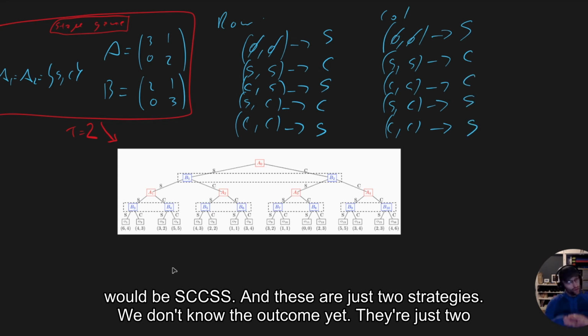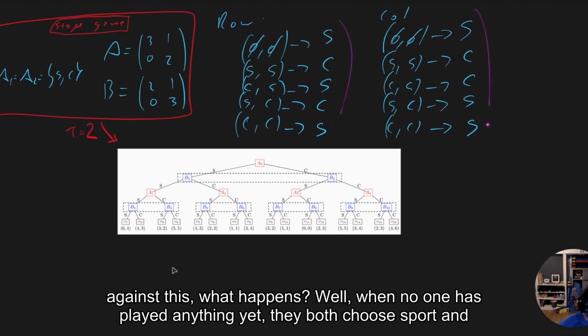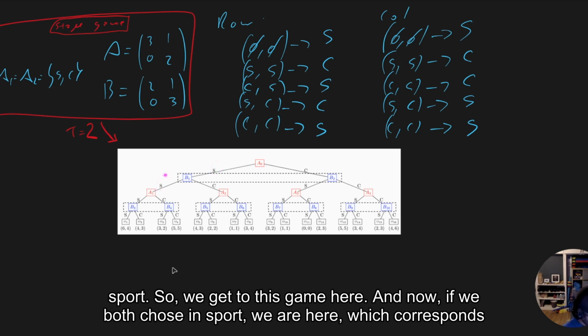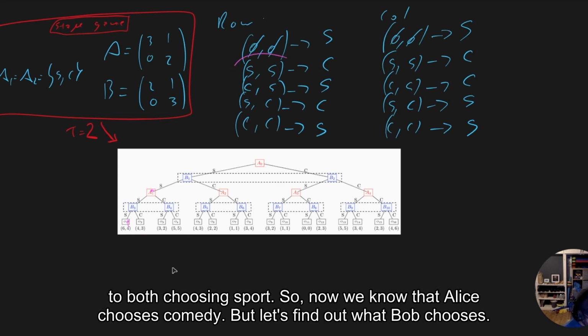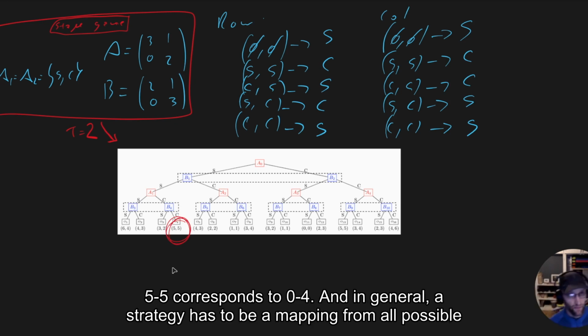And these are just two strategies. We don't know the outcome yet. They're just two strategies made by these players. And what we can do is we can look at, all right, now if I put this against this, what happens? Well, when no one has played anything yet, they both choose sport and sport. So we get to this game here. And now if we've both chosen sport, we are here, which corresponds to both choosing sport. So now we know that Alice chooses comedy. But let's find out what Bob chooses. Bob chooses comedy as well. And so we end up at this particular outcome down here, which is 5. 5 corresponds to 0, 4.